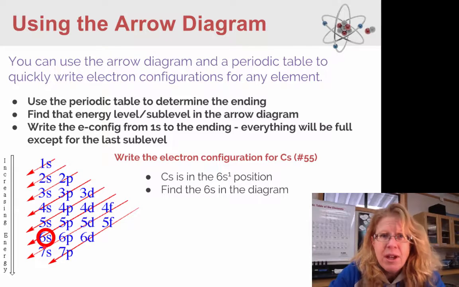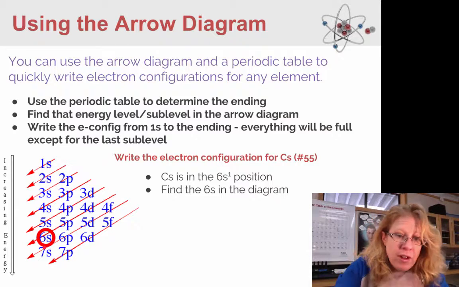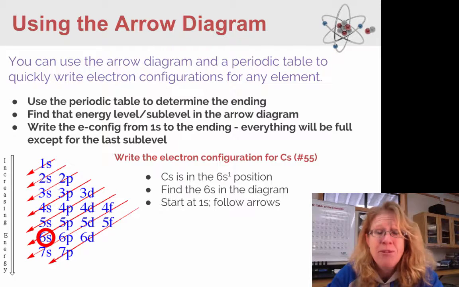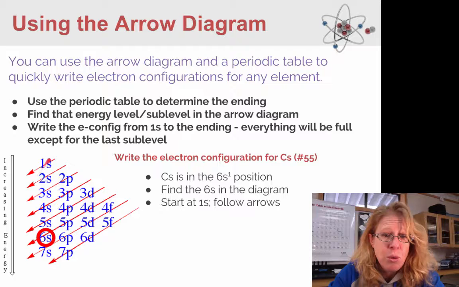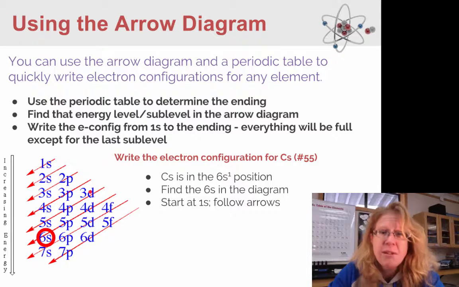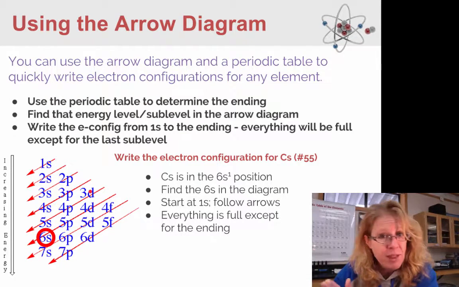There it is. So I know it's in the 6s position, so find 6s in the arrow diagram. And then I know that everything else is going to be full. Follow the arrows as you block down. So 1s is full, 2s is full, go to the top 2p, then I go to 3s, then I go to the next one 3p, 4s, then I go to 4d, 3d, etc. So everything's going to be full.